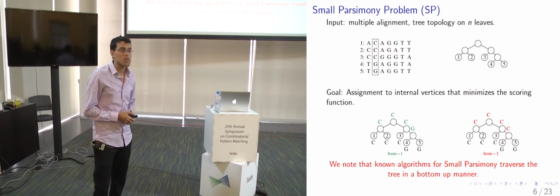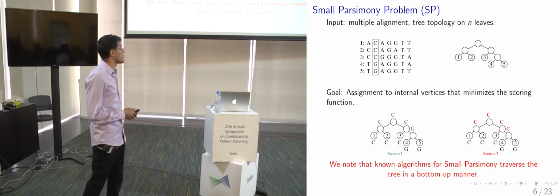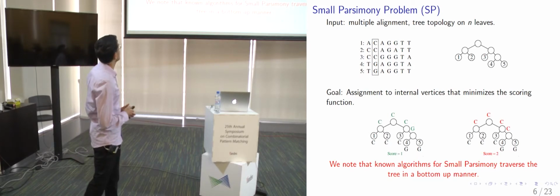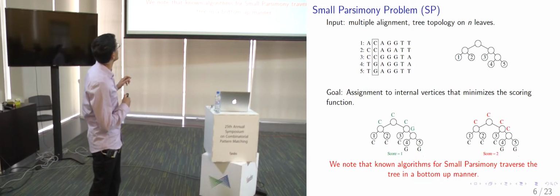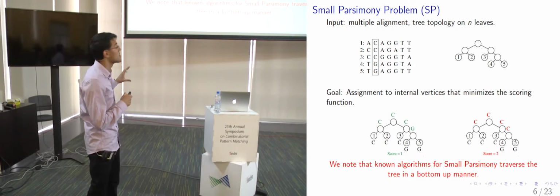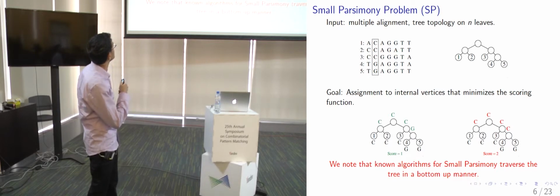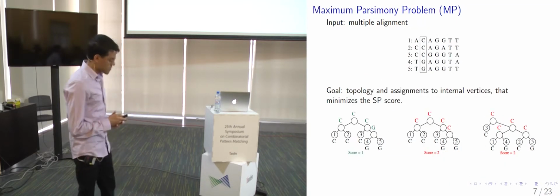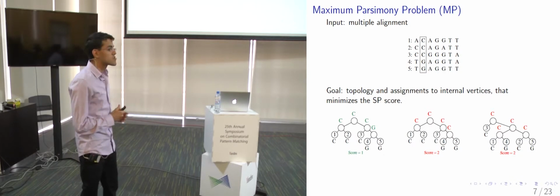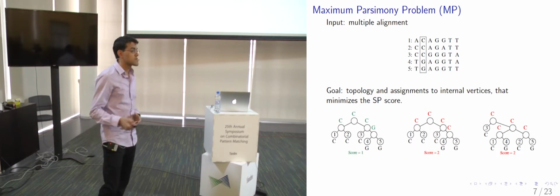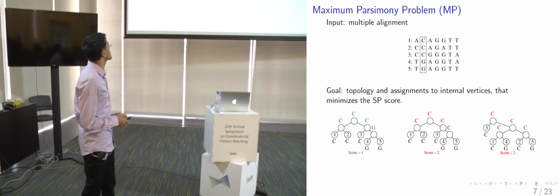We note that the known algorithm for small parsimony traverses the tree in a bottom-up manner, from the leaves up to the root. In this example, this is only for the second column, and in each node we have the entire assignment. We denote by n the number of species, and by m the length of the sequences. In the maximum parsimony problem, the input is just the multiple alignment, and we want to find a topology and an assignment for the internal vertices of this topology that will minimize the small parsimony score.